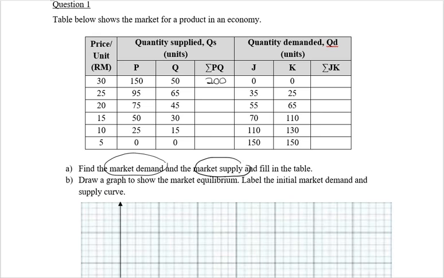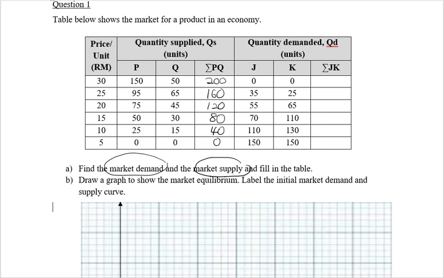Okay, so what you have to do here next is add 95 with 65. So you're going to get 160. 75 plus 45, you're going to get 120. And then 80, 40, and this one is supposed to be 0. 0 plus 0. Okay, so that is for your market supply. You already get your market supply here for different price levels.